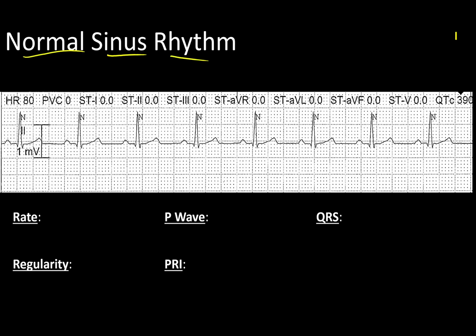This is what it should look like when everything's functioning correctly. I'm not going to go through and do everything, rate, regularity, the P wave, PRI, QRS. All the rules are on that slide before this. But what I do want to draw your attention to is this. Every single P wave is identical. There's 1 P wave for every QRS, and everything is nice and regular throughout here, and that's what makes normal sinus rhythm normal. That's what it's supposed to look like. Please keep in mind the rate. If it's greater than 100, then you're looking at sinus tach, and if it's less than 60, you're looking at sinus bradycardia.